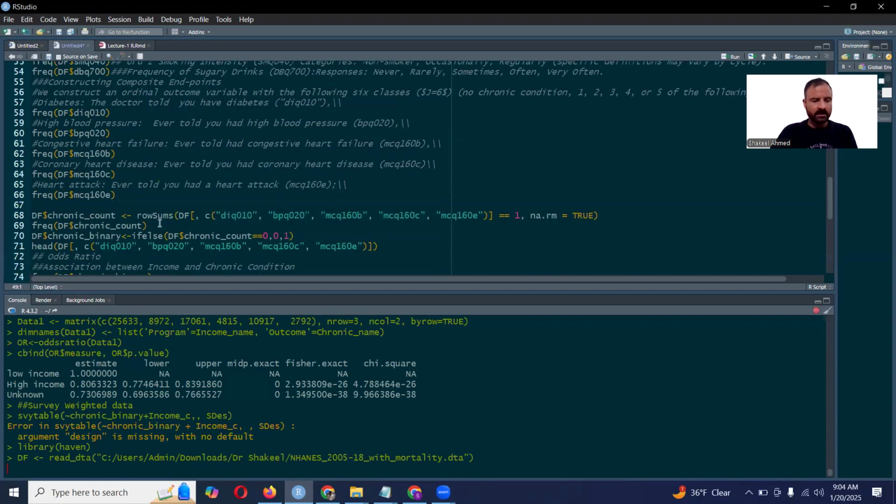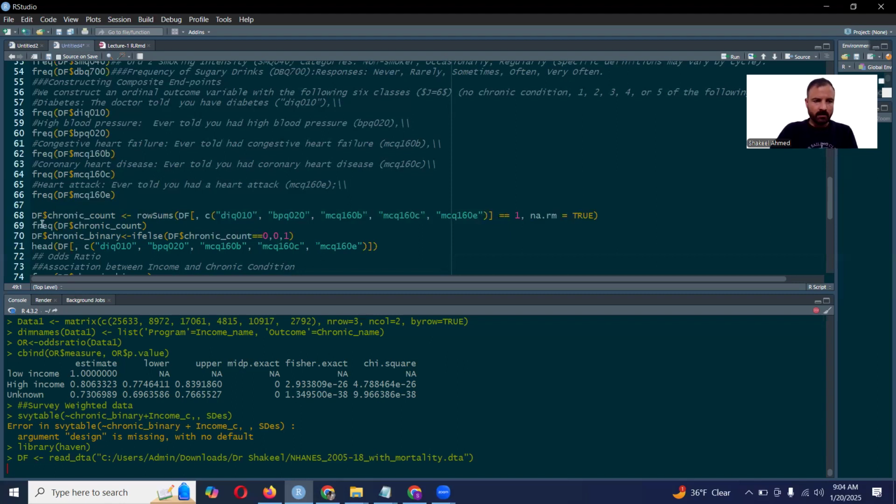And we had constructed a chronic condition count on the basis of five different diseases: diabetes, high blood pressure, congestive heart failure, coronary heart disease and heart attack. On the basis of these variables, we constructed a count variable. When a person has at least one of these diseases, he is said to have a chronic condition. So chronic condition is just a binary variable constructed from that count variable.